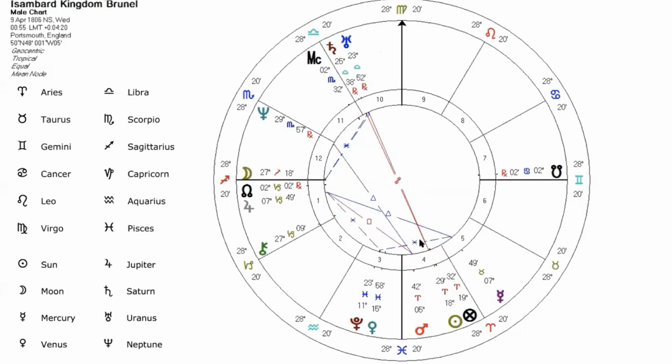Air signs are shown in light blue. So here you have Libra in light blue, and Aquarius in light blue, and over here, Gemini in light blue. And finally, water signs are shown in dark blue. Here, Scorpio, Pisces, and Cancer here, the three water signs.